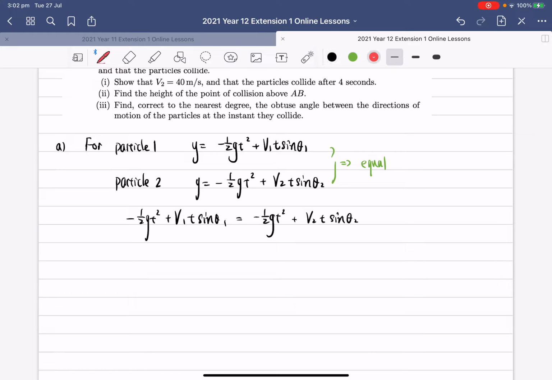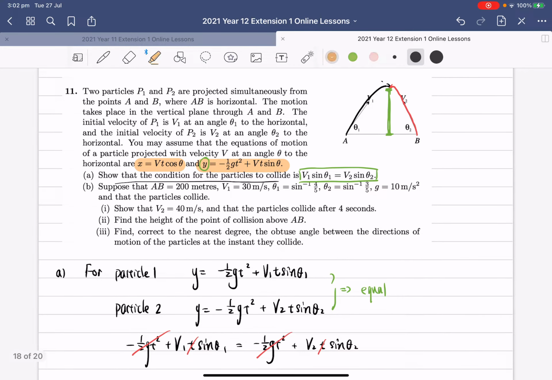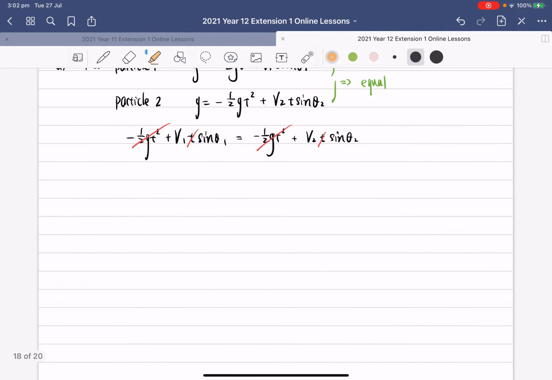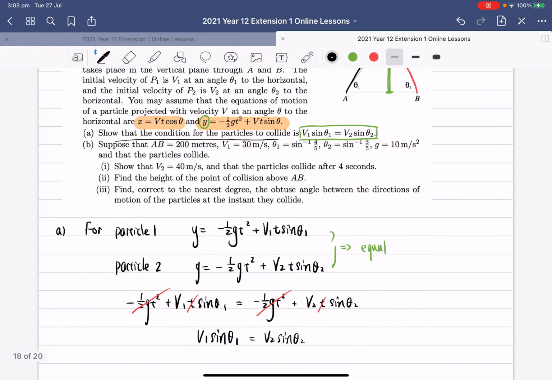Now you can cancel the negative half g t squared on both sides. You can also cancel the t here and there as well, just because they're going to collide at the same time. These two particles are fired simultaneously, as the question says, so the time is going to be the same. In this case, V1 sine theta 1 is equal to V2 sine theta 2. So the first question is done.